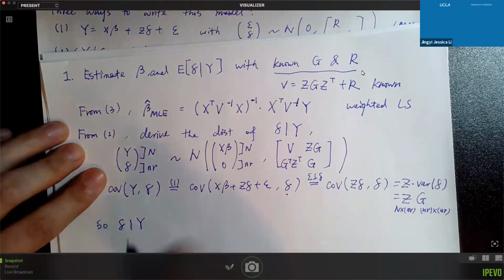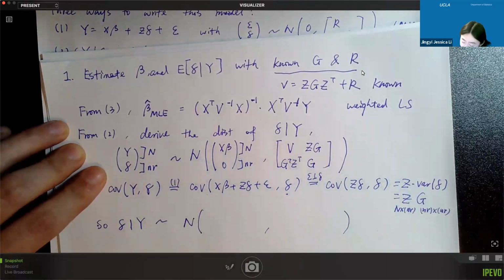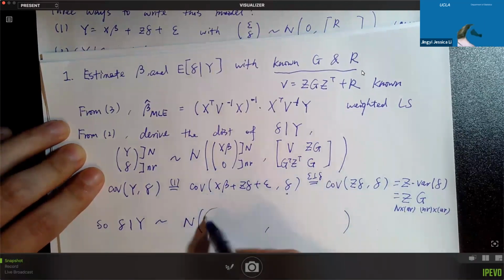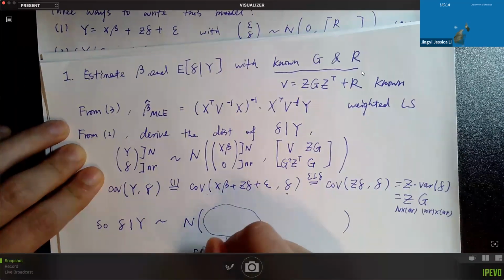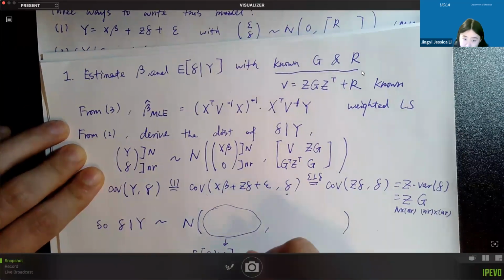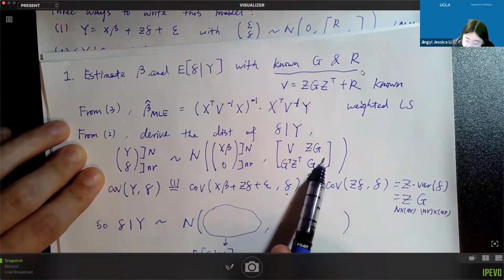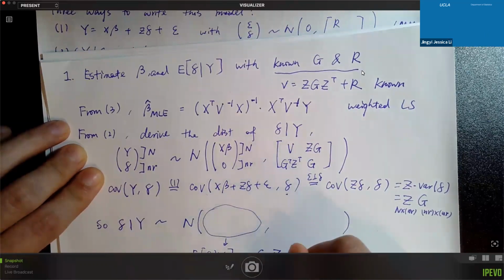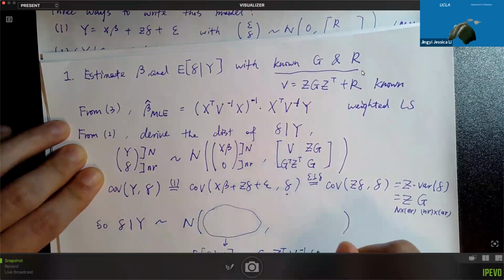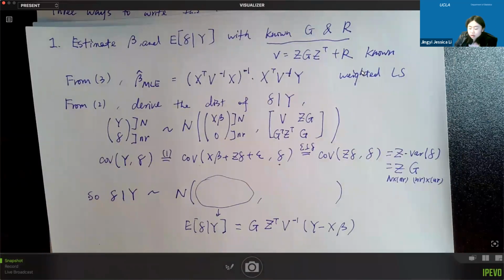So we can actually derive that, okay, this is still a normal distribution with a mean and a covariance. And what I need is just this mean. This is what we call the expectation of delta given Y. I'm just going to write down the answer directly. We can show that given this formula, it will be equal to G times Z transpose times V inverse times Y minus X beta. So this is the posterior mean of the random effects.